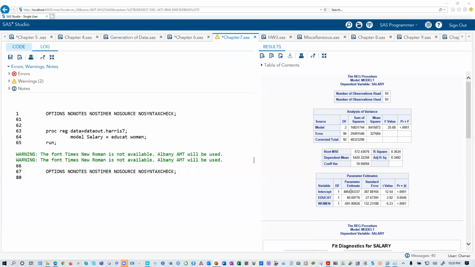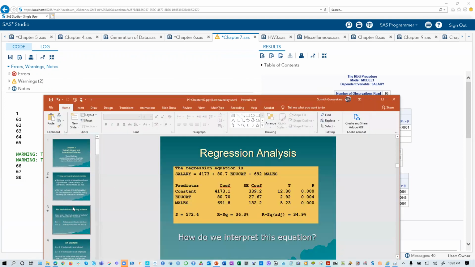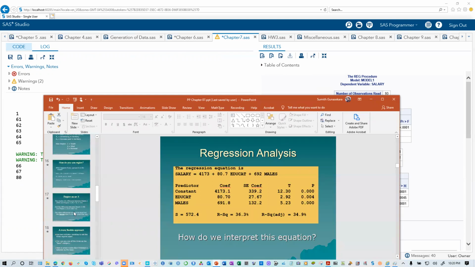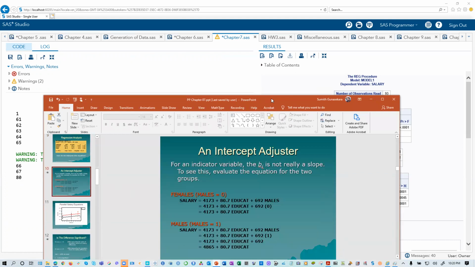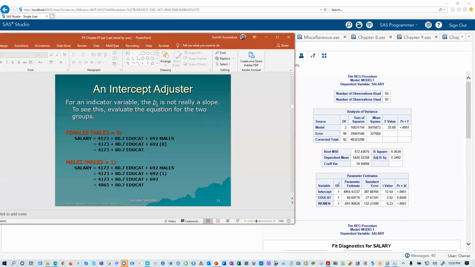Can you remember this discussion? I'm talking about this one. 4865, you got that. If you put it the other way around, you get the 4865 because of this. This will be added to this one. So they were consistent. This one 80, 80 is 80. The women's slope is 692 here, negative because we put it the other way around.